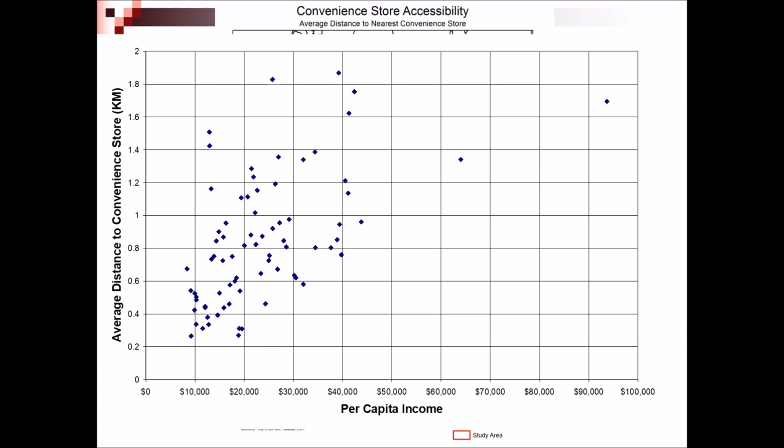Very low. Okay, so we're going to revisit those p-values. Remember, when we have really low p-values, that highlights statistical significance. And we can also draw what we call a line of best fit. And so now, instead of looking at like 2, 3, this point here is 40,000, 0.78. Okay, 40,000, that's $40,000 per capita income for this particular block group. And then 0.78 is the distance to the convenience store.